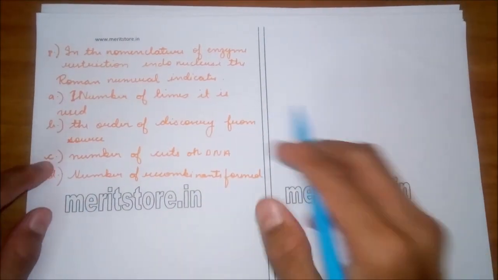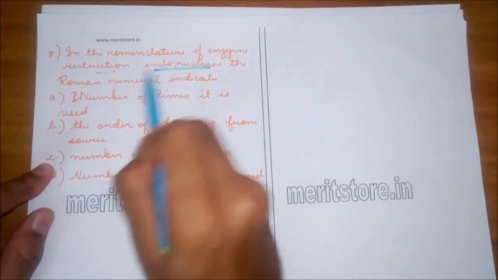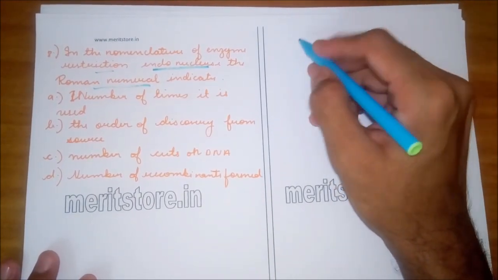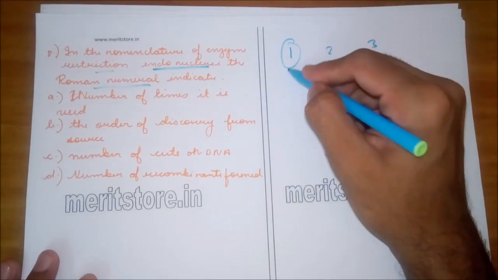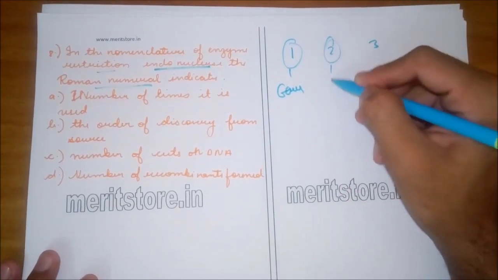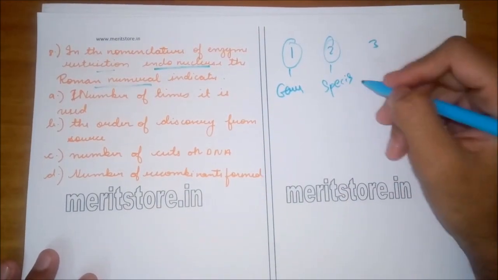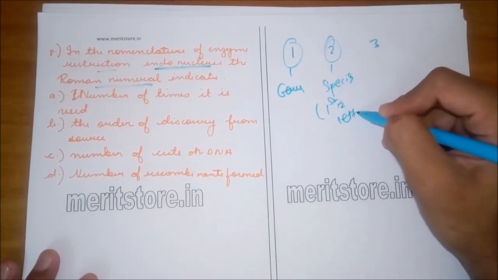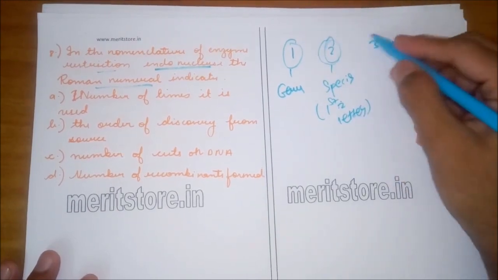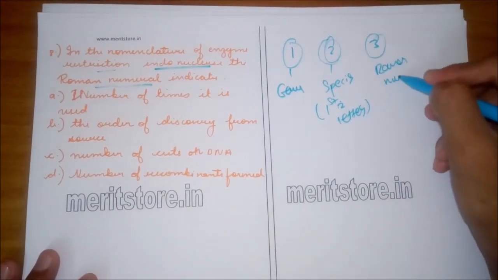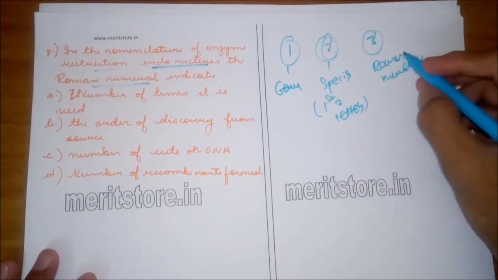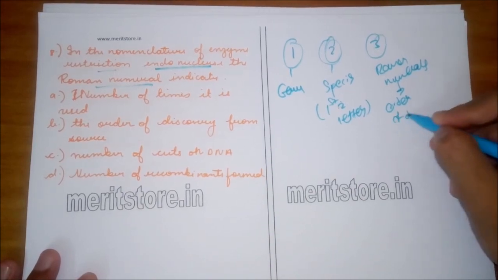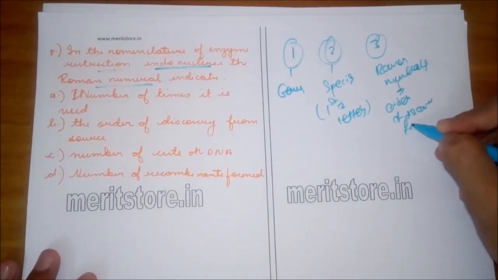Question number 8. In the nomenclature of enzymes of restriction endonucleases, the Roman numeral indicates. So there are three letters, first, second and third. The first letter comes from the genus, the second letter comes from the species, and the third, which is a Roman numeral, indicates the order of discovery from the source.